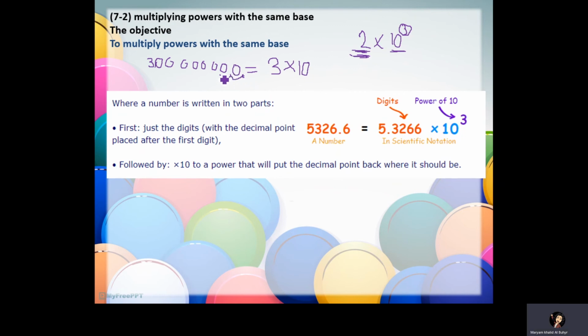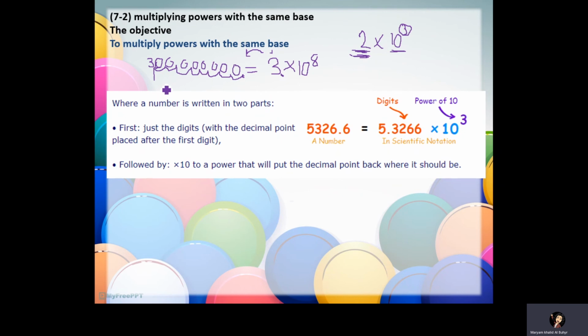1, 2, 3, 4, 5, 6, 7, 8. So, since you have 8 zeros and you will put the decimal here, after the 3, it is 3 times 10 to the power 8, positive 8. While the opposite, if you are moving your decimal like this, you will put a positive power.